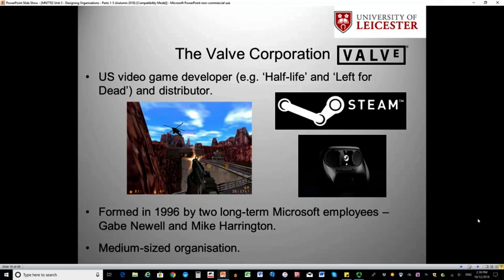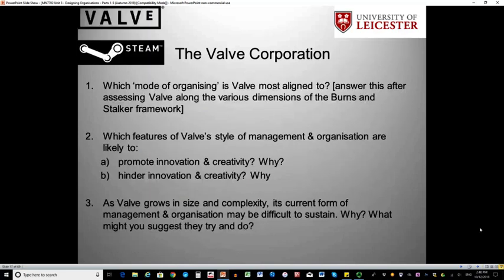Now, I mentioned that you've got a seminar looking at applying these modes of organising, this particular conceptual framework, and it's going to be on a company called Valve. Valve's a very interesting company that is a platform for distributing software. They're basically a video game developer, but also a distributor for software games. And they're a medium-sized organisation, a very, very interesting organisation, because they are organised in a very particular way.